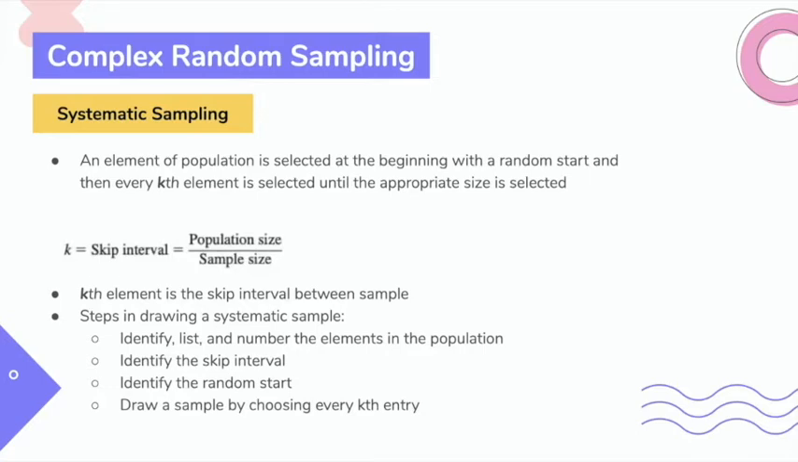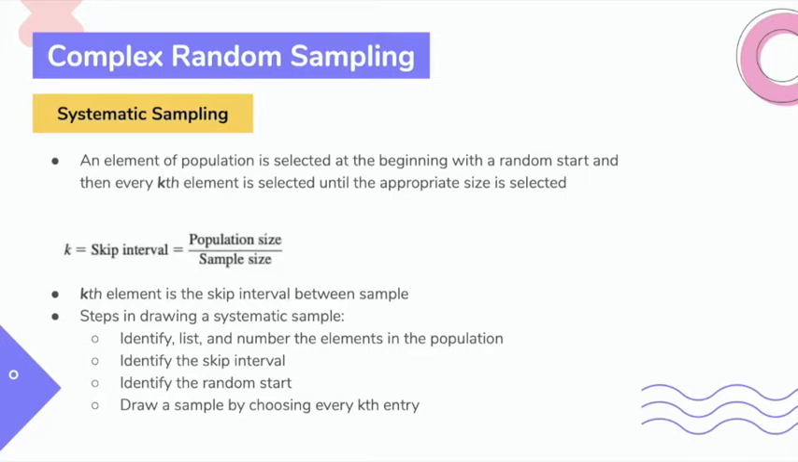So, systematic sampling. In this approach, every kth element in the population is sampled, beginning with a random start of an element in the range of 1 to k. So k is the skip interval between the samples. So we divide the population size by the sample size.